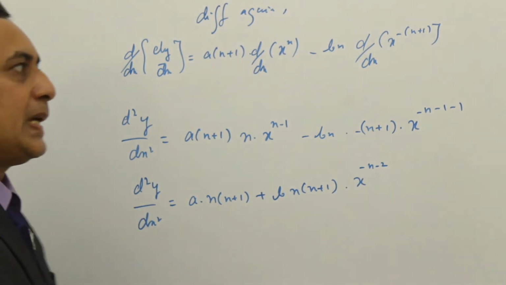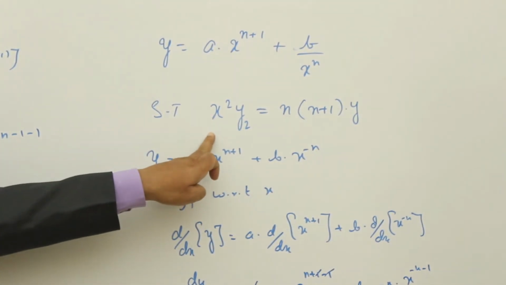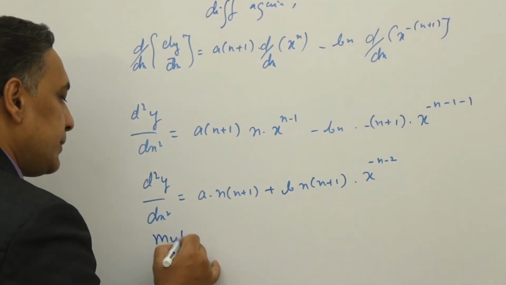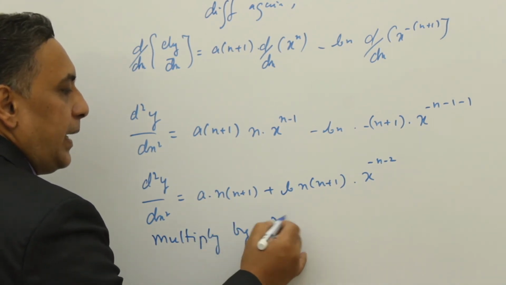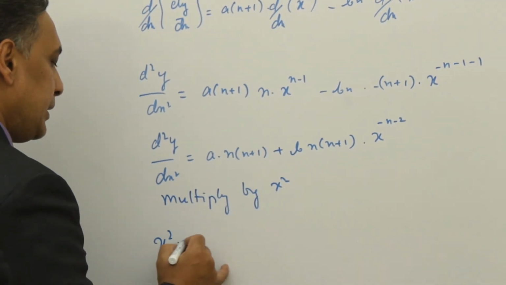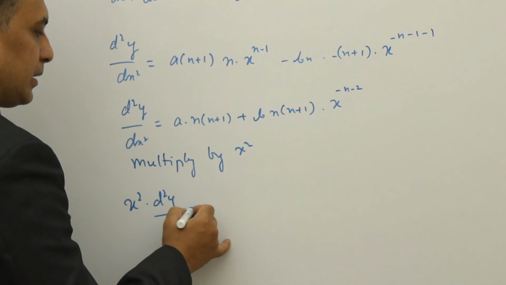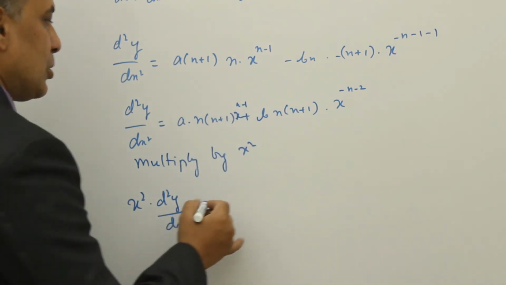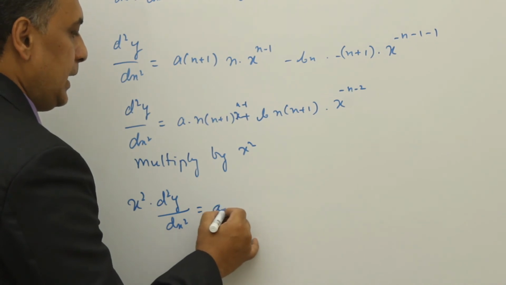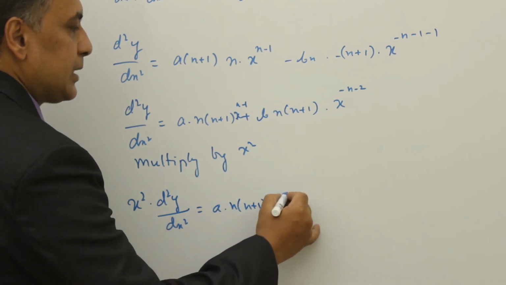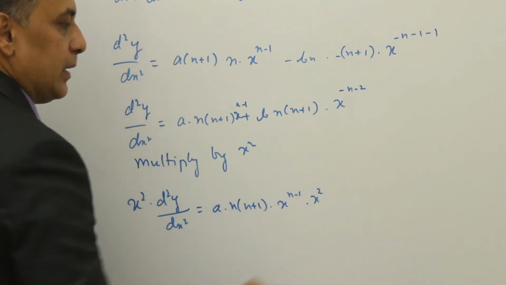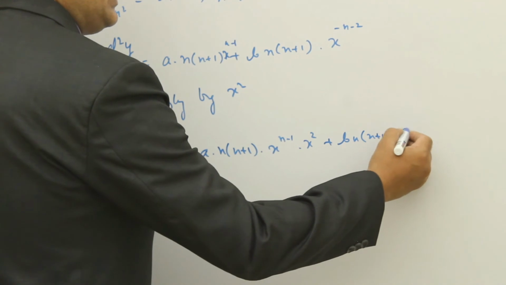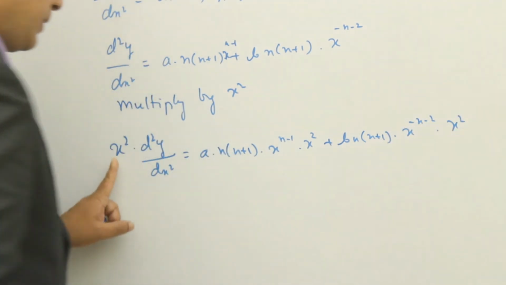So the given equation says over here, if you see, show that x square y2. So what we have to do is multiply throughout by x square. So when you do that, you will be getting x square into d square y divided by dx square equal to, you also have here x to the power n minus 1. So you will have a into n plus 1 into x to the power n minus 1 into x square, because we are multiplying throughout by x square, plus b into n plus 1 into x to the power minus n minus 2 into x square, because we multiply throughout by x square.